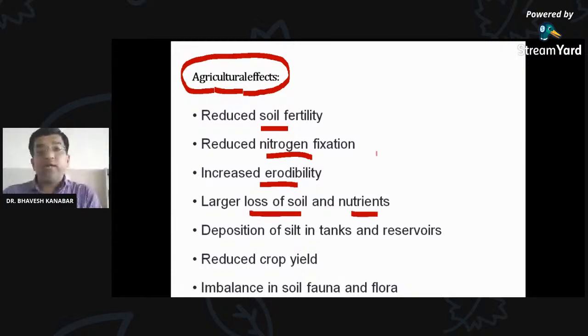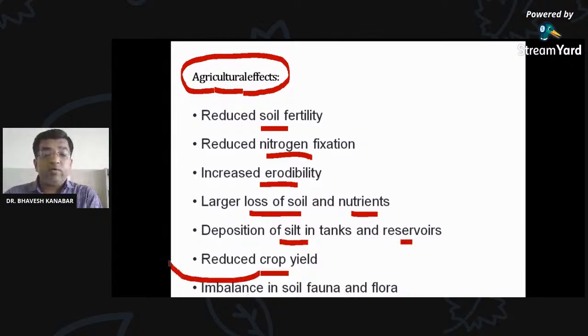So if the nutrients are lost, like nutrients which are needed for the growth of the plant, which you have studied recently in your 11th and 12th science, so if there is loss of these nutrients because of the soil pollution, the plant cannot grow properly. Deposition of silt in the tanks and reservoirs reduces crop yield.